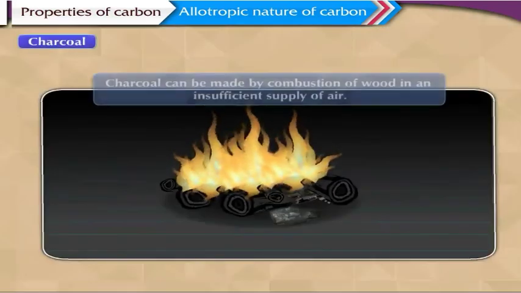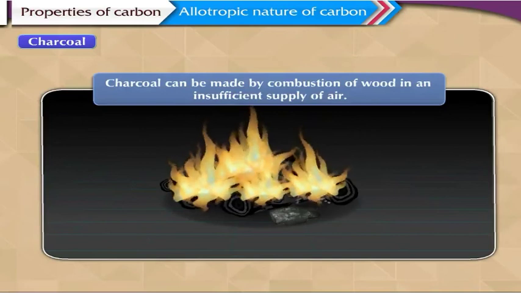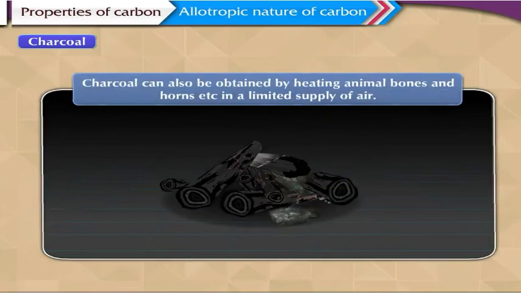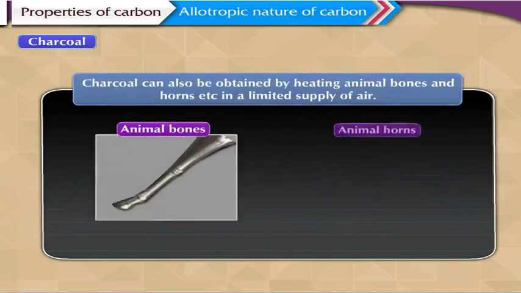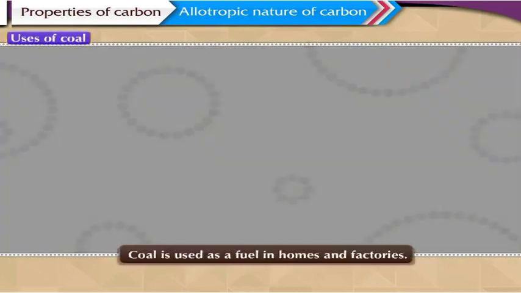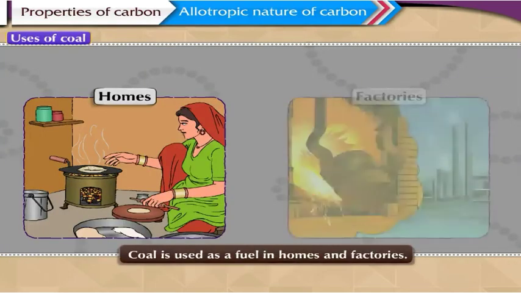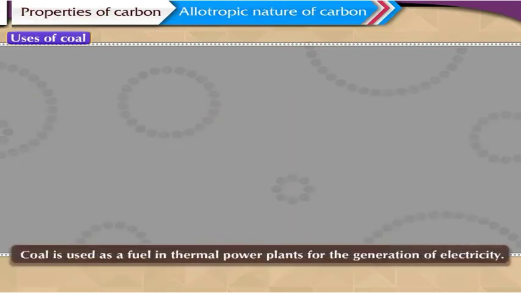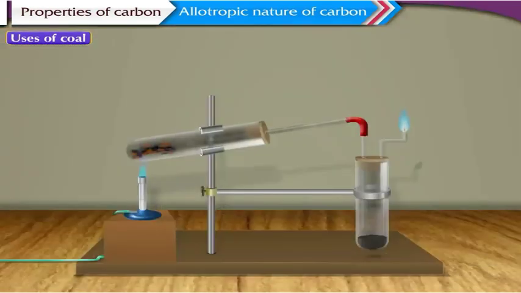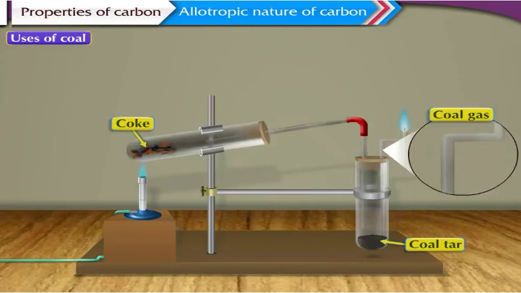Charcoal. Charcoal can be made by combustion of wood in an insufficient supply of air. Charcoal can also be obtained by heating animal bones and horns, etc., in a limited supply of air. Now, let us discuss the uses of coal. Uses of coal. Coal is used as a fuel in homes and factories. Coal is used as a fuel in thermal power plants for the generation of electricity. Coal is also used to obtain coke, coal gas, and coal tar.